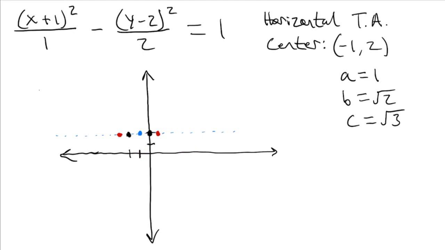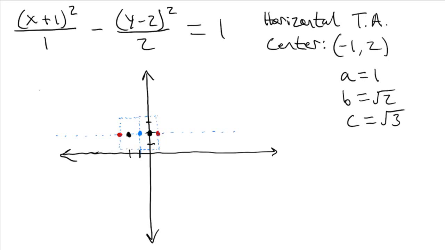Now I can use b, and I can go this time up by root 2, right? And I can draw this box by going up and down by root 2. So let's see, root 2 is slightly bigger than 1, so it's going to be somewhere about here, and then about there. Actually, I nailed it without even having to draw the dotted lines.